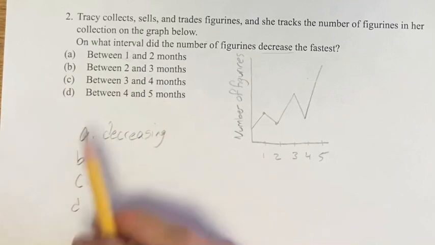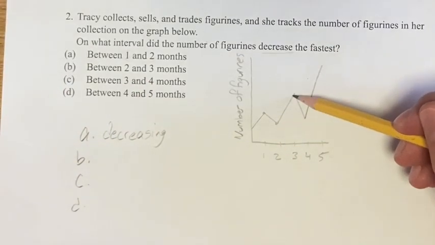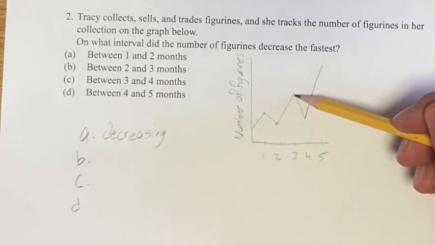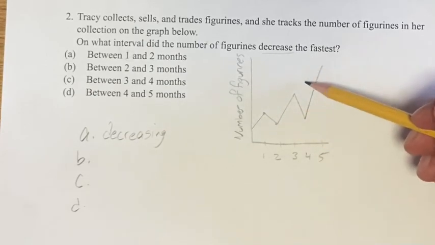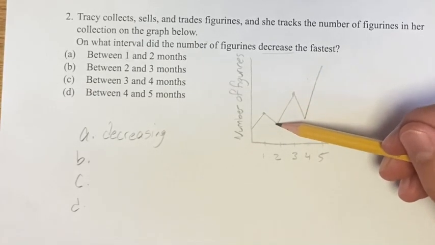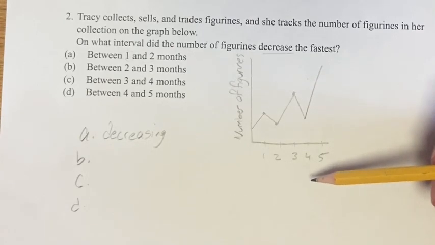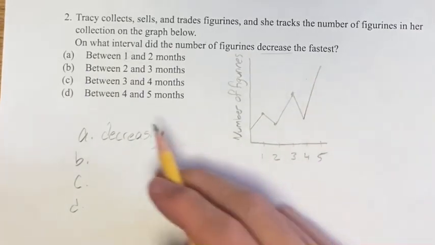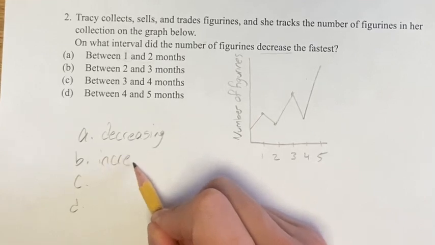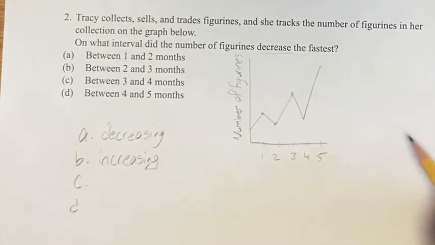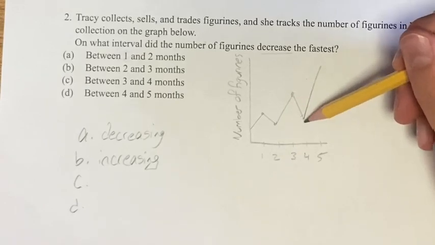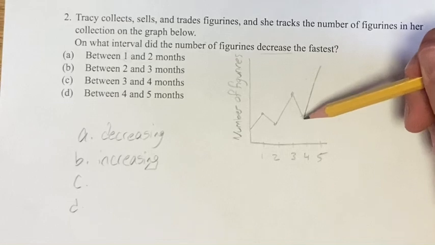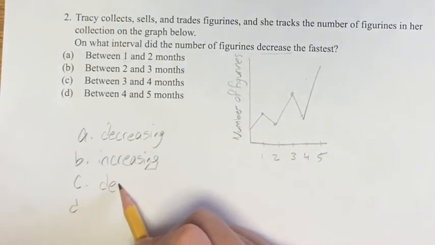So B, 2 to 3 months, goes from here to here. We can see on that time, the amount in her collection is going up, right? 3 has more than 2. It has a higher y value, right? So 2 to 3, B is increasing. 3 to 4, 3 has more than 4, so the beginning has more than the end. Negative slope, it's decreasing.